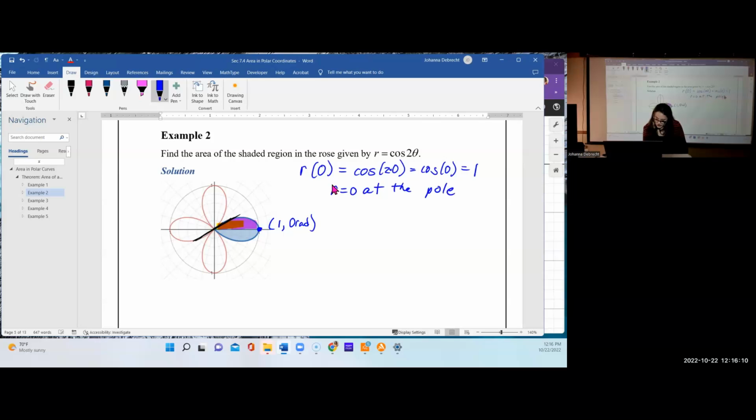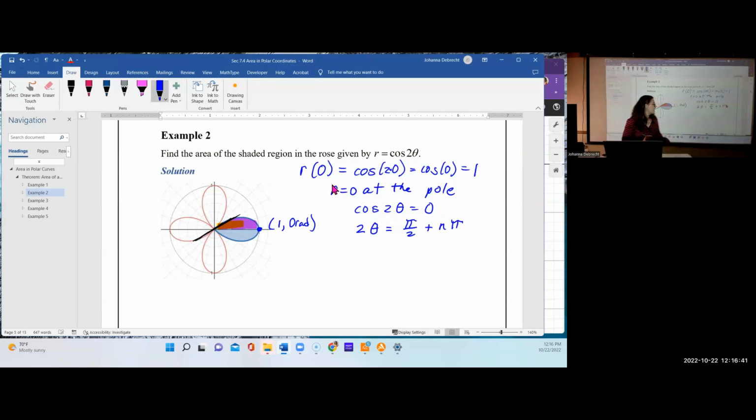And we want to know when it comes to the pole the first time after 0 radians. So we're going to take a look. This would mean that cosine of 2 theta equals 0. Now, when is cosine 0? Cosine is 0 at pi over 2 and 3 pi over 2, so at all odd multiples of pi over 2. So we need this 2 theta to be some multiple of pi over 2.